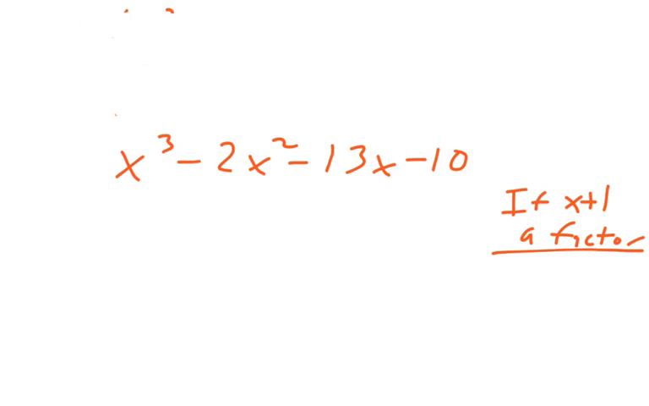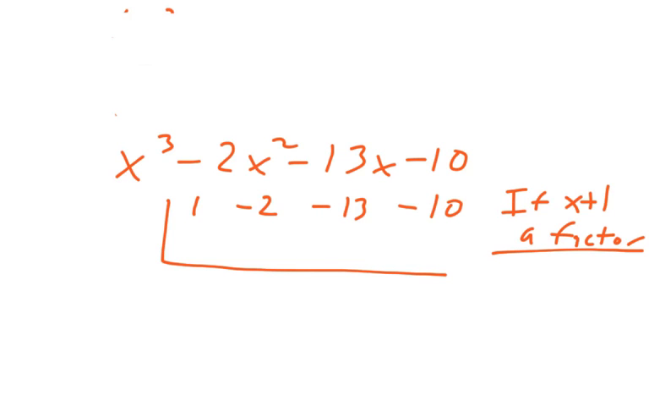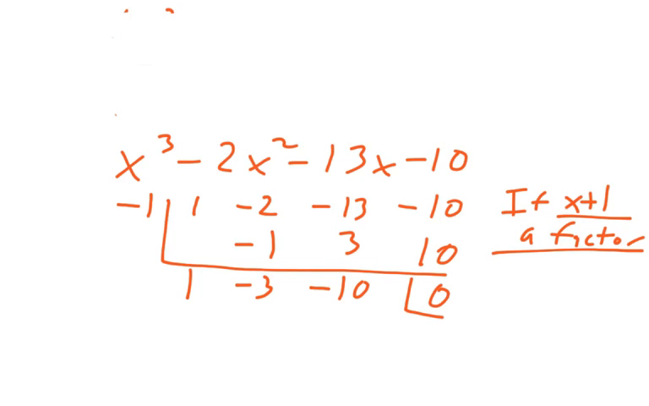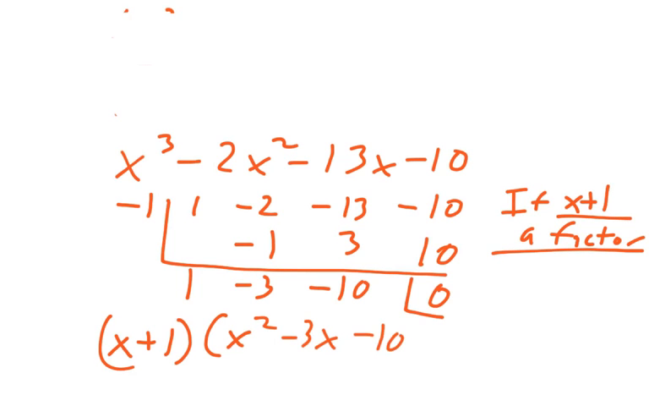Alright, in this particular problem, we want to know if this is a factor. So when I do 1, negative 2, negative 13, negative 10, and I'm going to divide by negative 1 because we got x plus 1: 1, negative 3, negative 10, and 0. So x plus 1 is a factor, and the other factor will be x squared minus 3x minus 10.